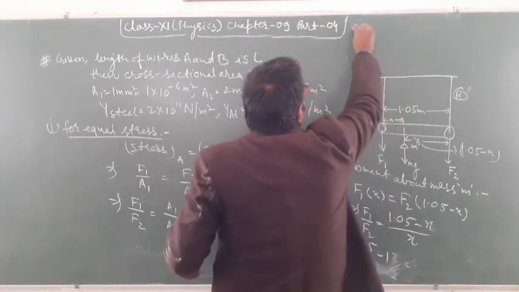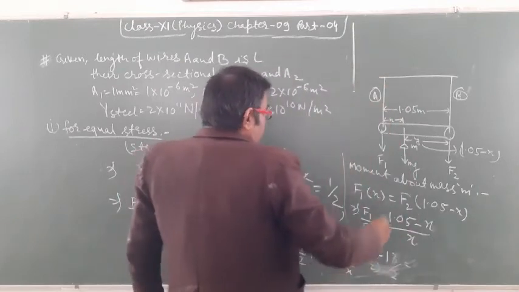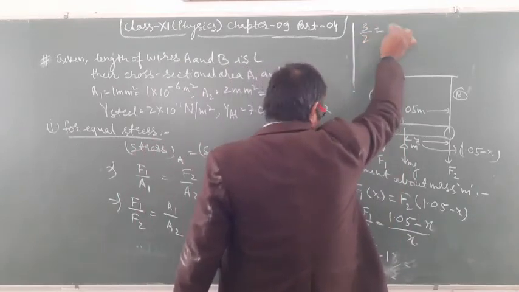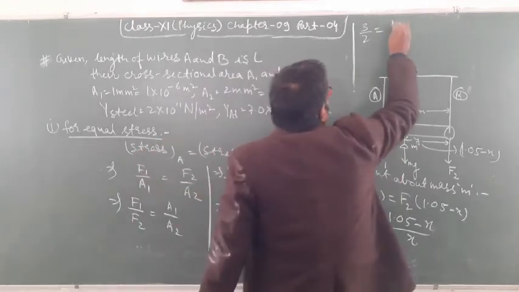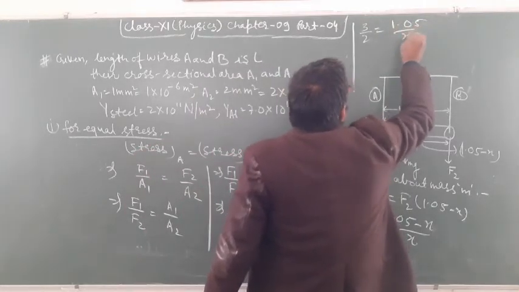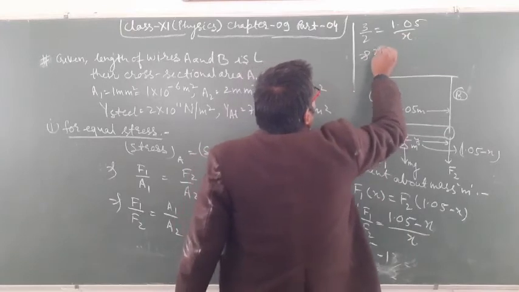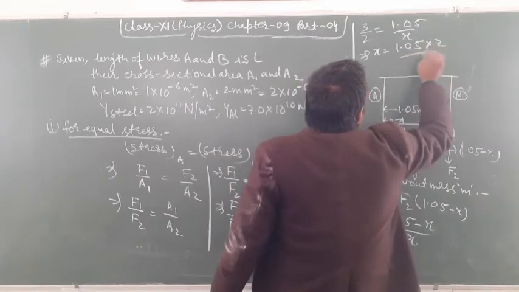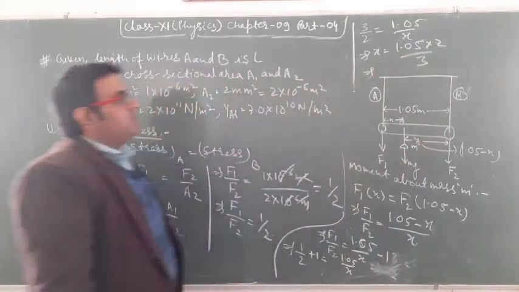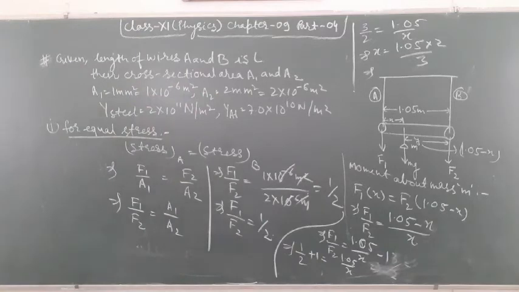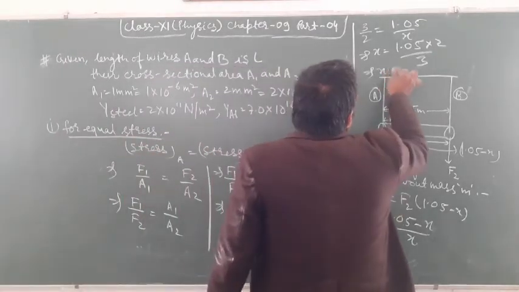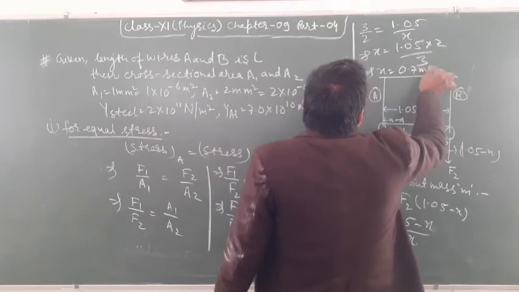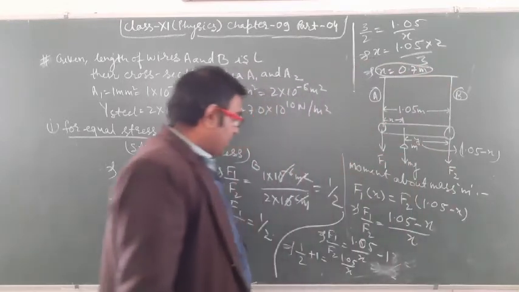It is equal to 3 by 2, is equal to 1.05 upon x, or x is equal to 1.05 into 2 divided by 3. X is equal to 1.05 into 2 divided by 3, and it is equal to 0.7 meter. This is the value of x.